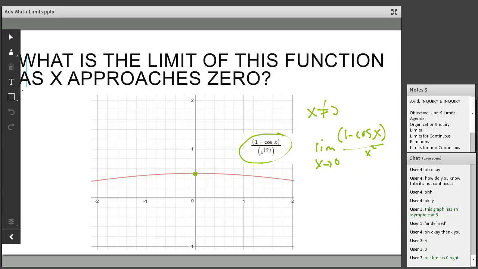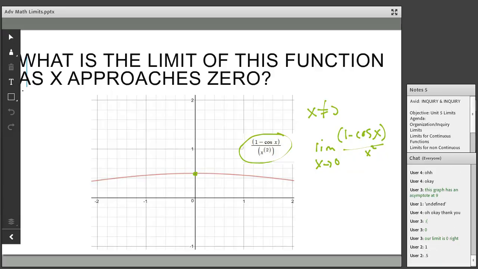Your x is approaching 0, so you want to know what your y value is, right? As x approaches 0, what's your y value on this graph, even though we know there's a little hole right there. Got to watch the scale of it. This is 1 right here. This is 2. 0.5. Yep, 0.5. So the limit of the function as x approaches 0 is equal to 0.5.